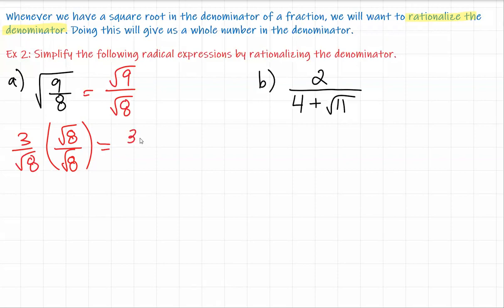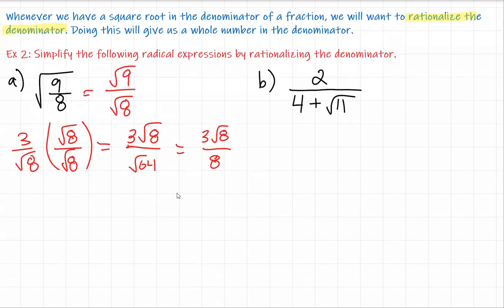We get 3 radical 8 divided by 8 times 8 under the radical, which we just said is square root of 64, which is 8. Okay, so square root of 64, which is 3 rad 8 divided by 8. Okay, and now there's one last thing we got to do. Can we simplify the rad 8?